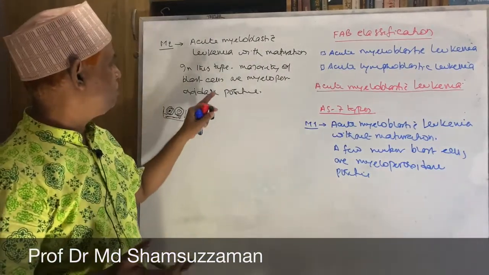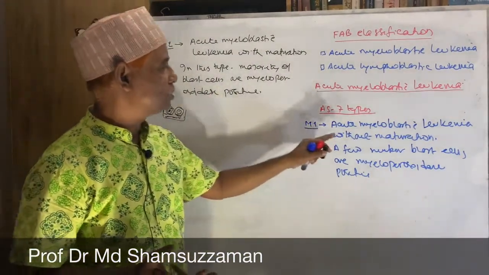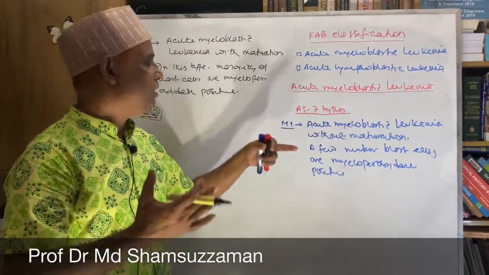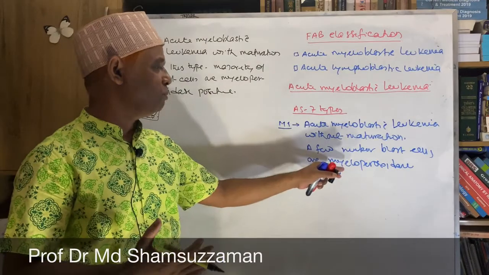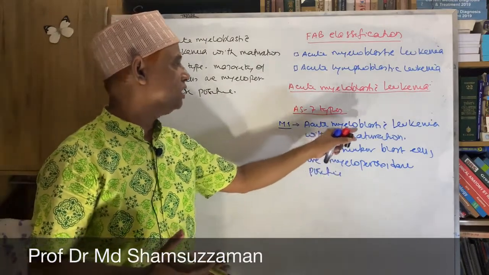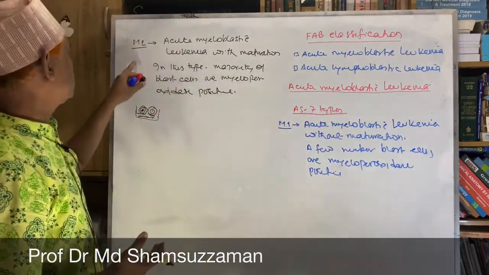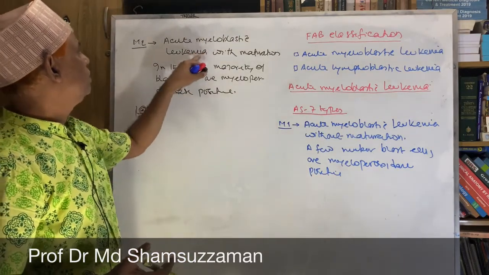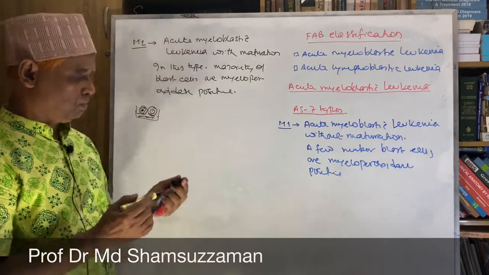So if we do myeloperoxidase test in case of acute myeloblastic leukemia without maturation, a few of the blast cells become myeloperoxidase positive. So it is called without maturation. But in case of M2, most of the cells are myeloperoxidase positive. So it is called acute myeloblastic leukemia with maturation.